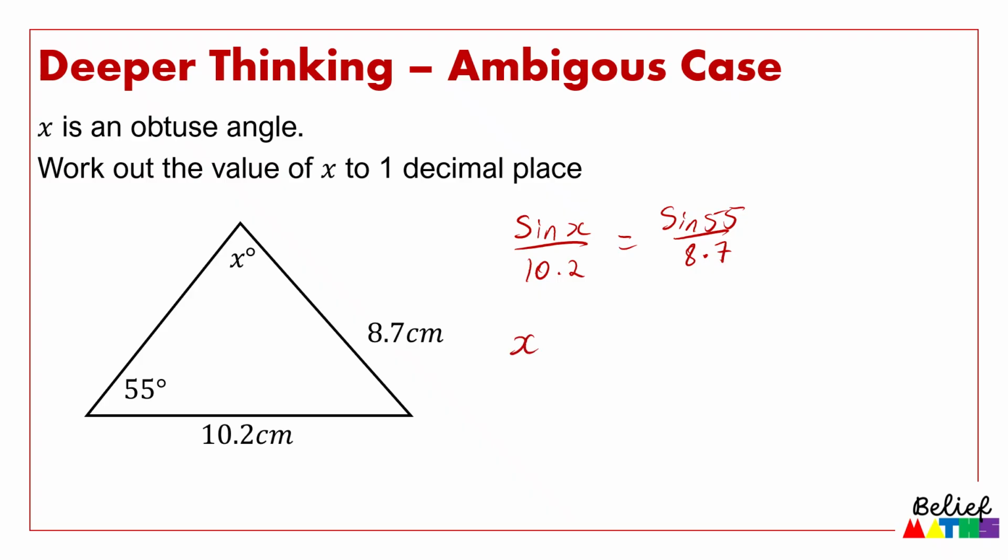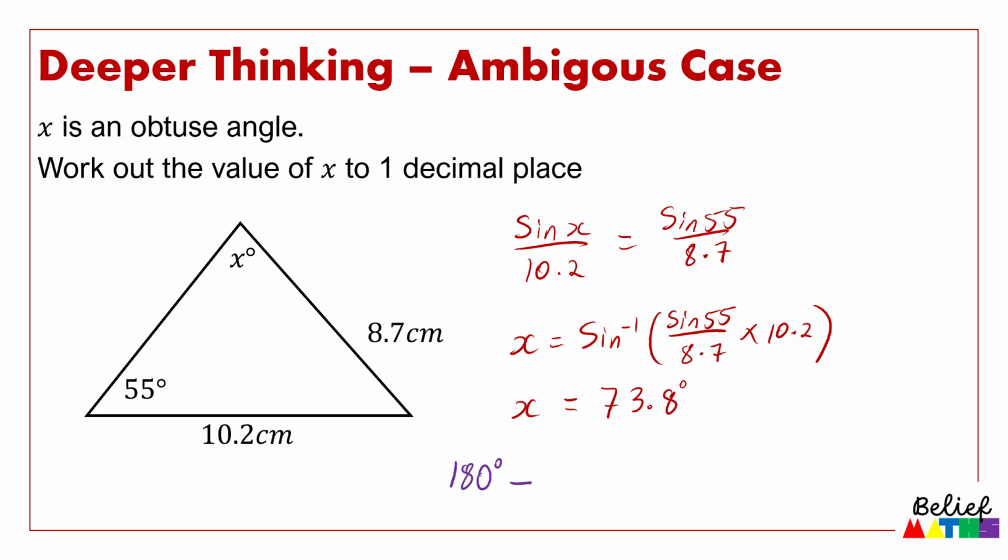Solving that and rearranging, we get x is equal to sine inverse of sine 55 over 8.7 multiplied by 10.2. If we put that into our calculator, we get an answer of x is equal to 73.8 degrees. Now that's an acute angle, it's less than 90, it's not obtuse. So to find our obtuse angle, we will always do 180 degrees minus 73.8 degrees, and that will give us our answer. So we do 180, take away that, and that gives us 106.2 degrees. So the actual angle for x is 106.2 degrees.